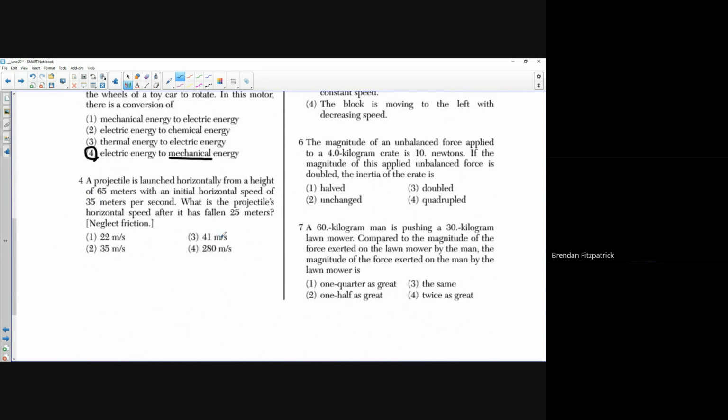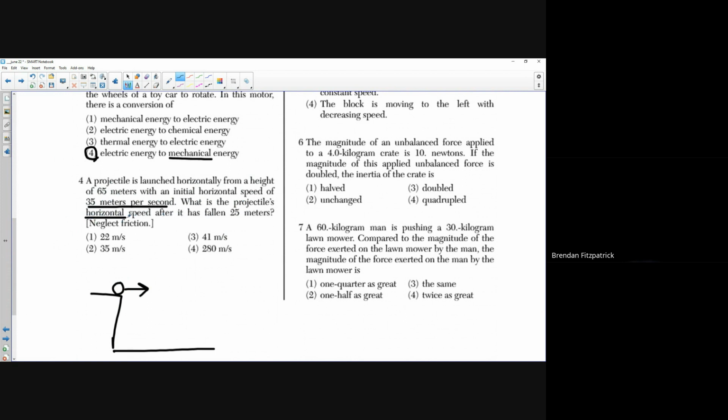4, a projectile is launched horizontally from a height of 65 meters. Okay, so it's important you recognize when a projectile is launched horizontally compared to when a problem is talking about a ground-launched projectile. Here we have a horizontal projectile. Height of 65 meters, an initial speed of 35 meters per second. What is the projectile's horizontal speed after it's fallen 25 meters?